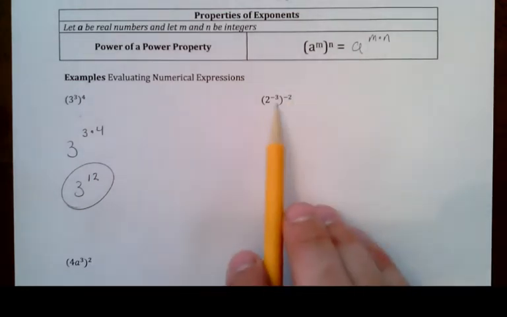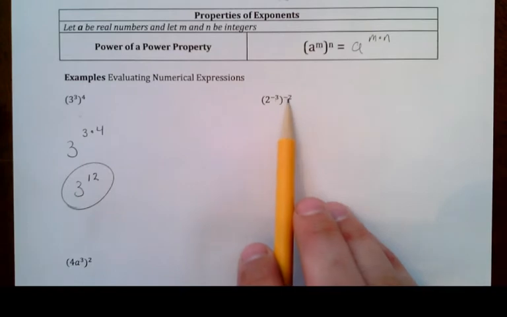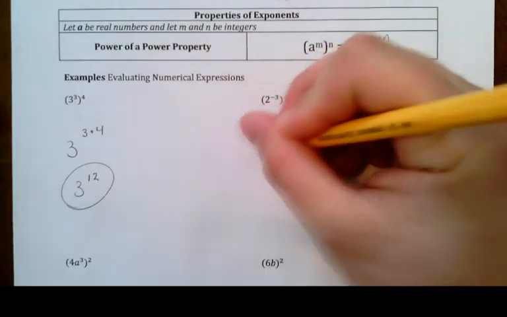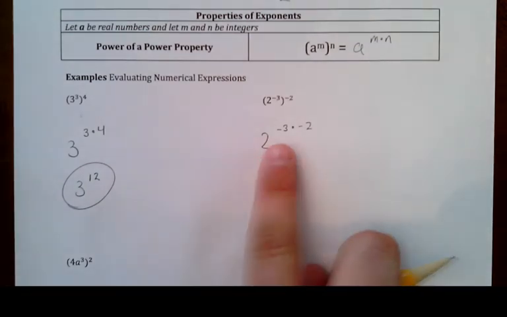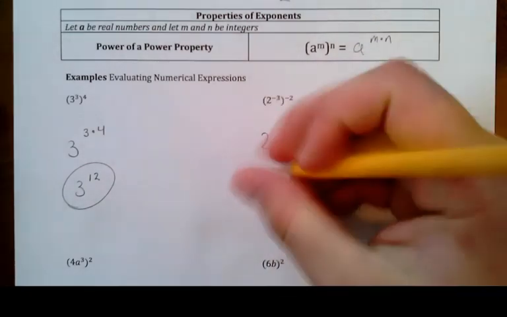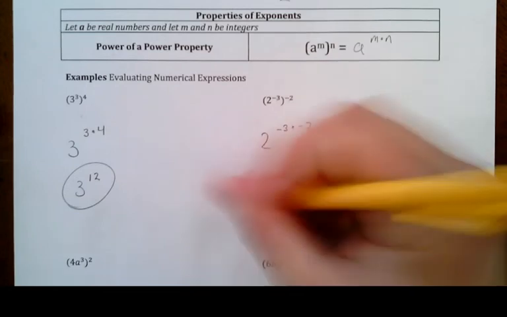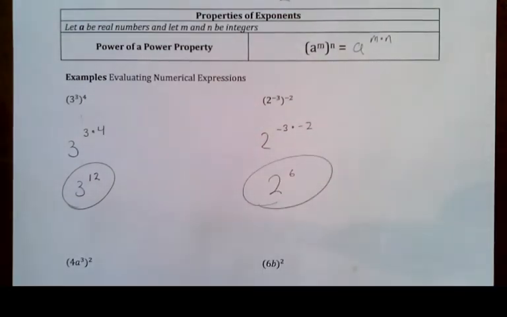If you look at this one, I have 2 to the negative third times negative 2. If I multiply these, a negative times a negative gives us a positive, and then 3 times 2 is going to give me 6. So this is going to give me 2 to the 6. And I'm going to stop there. It's as straightforward as that.